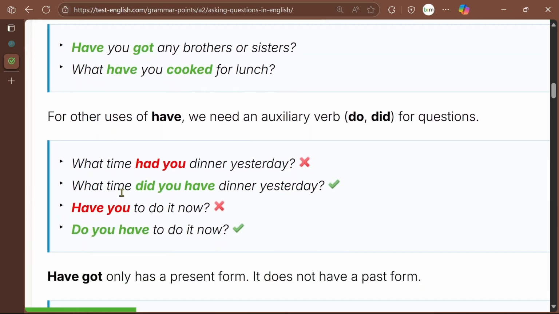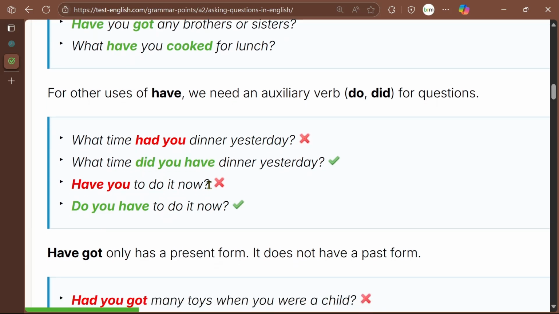Okay? But if you're using have as a main verb only like this, for example, I have dinner, or in the past, I had dinner, then you cannot use it like this. You see? Had you dinner. You have to use did to use the verb have as a main verb, right? So, for example, have you to do it now? No. Do you have to do it now? Right? Because you're not using have got.